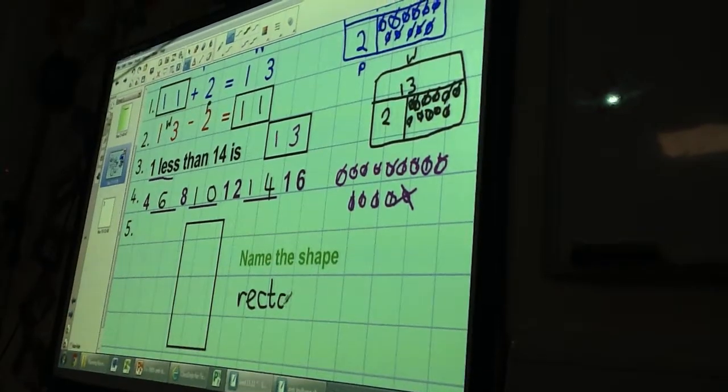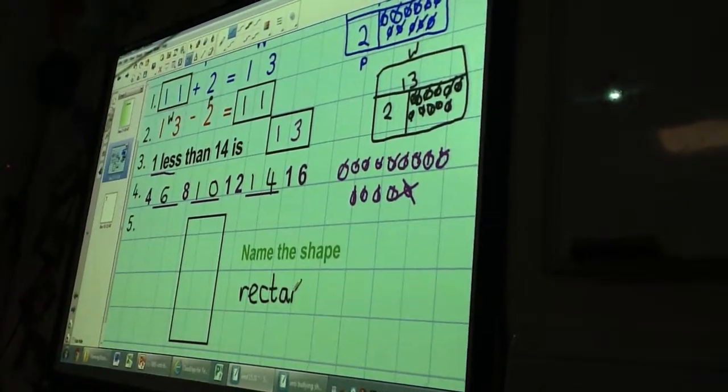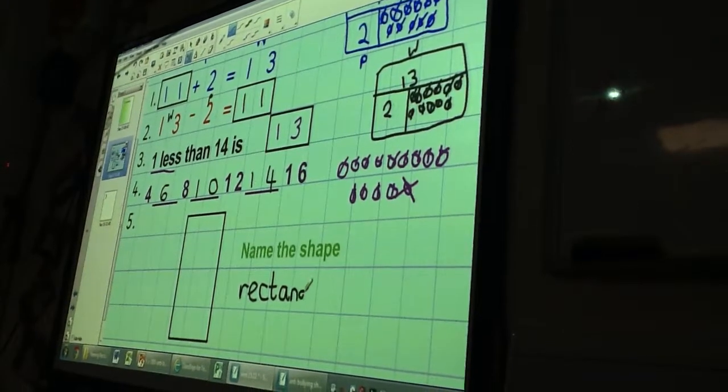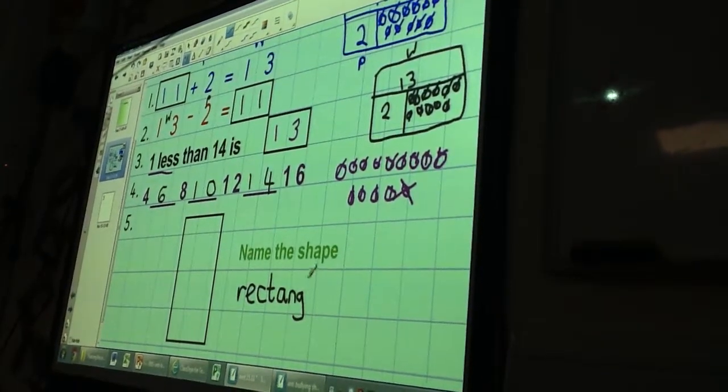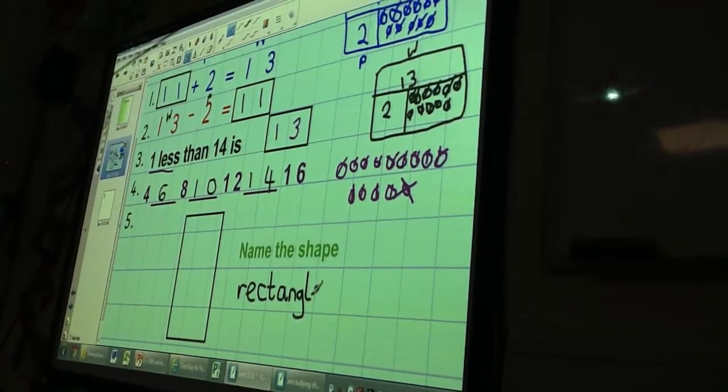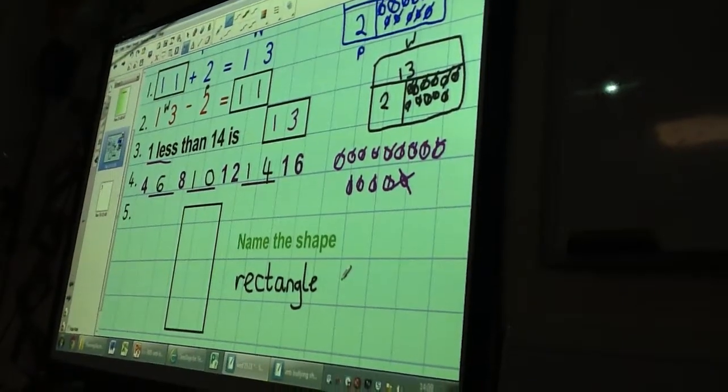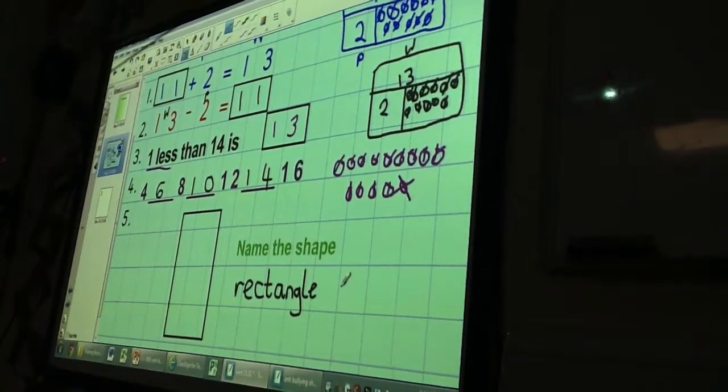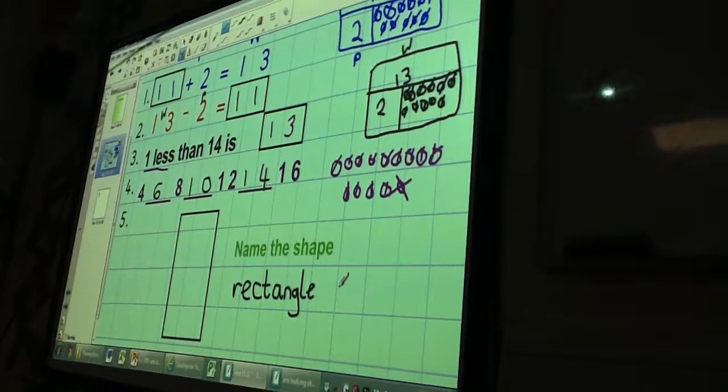A rectangle. So you'd write very carefully, because it's a very hard spelling. Rect. Ang. There's that and quite often is the most common ending, is it? Rectangle. Well done.